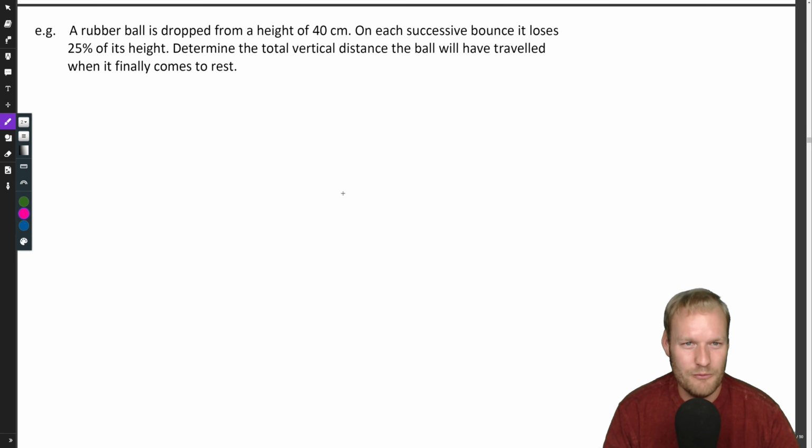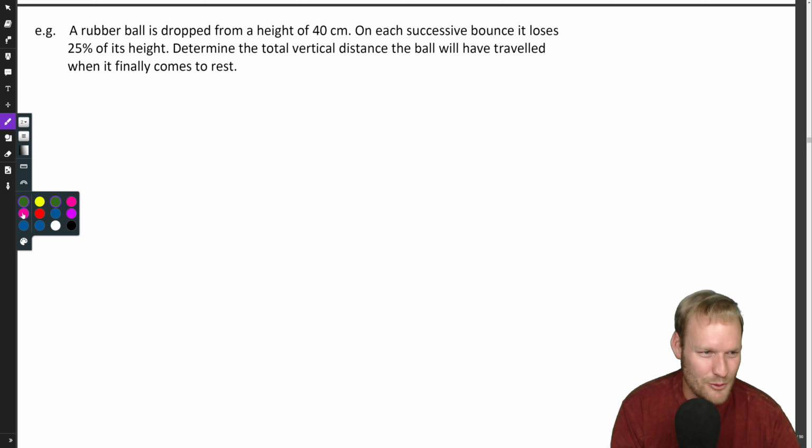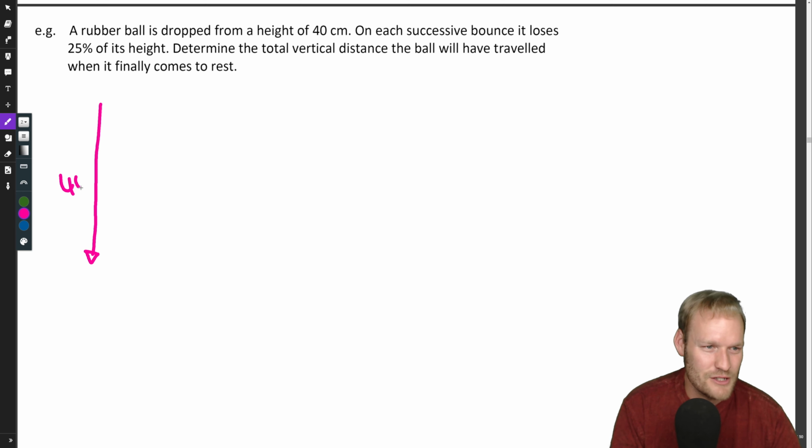So a rubber ball is dropped from a height of 40 centimeters. Hey, that's quite cool. Imagine that. Here's our rubber ball, and it's gone down by 40 centimeters. Oh, the excitement. Each successive bounce, it loses 25% of its height. So it's bouncing straight back up, but I'm just going to show that over here so it's not right on top of it. And it's going up, and it's losing 25% of its height.